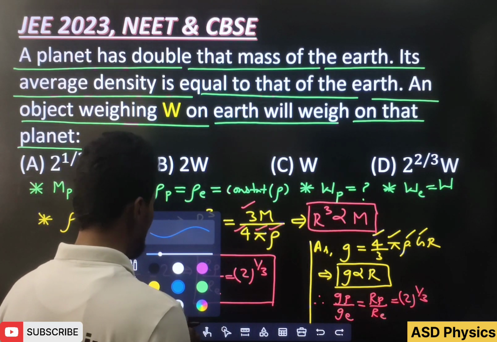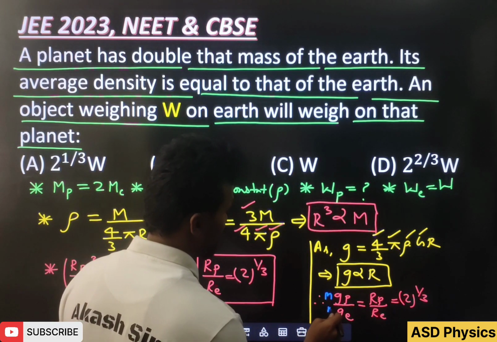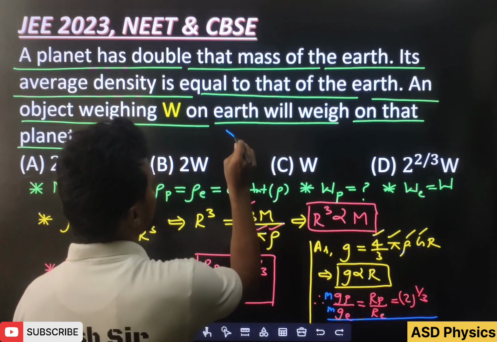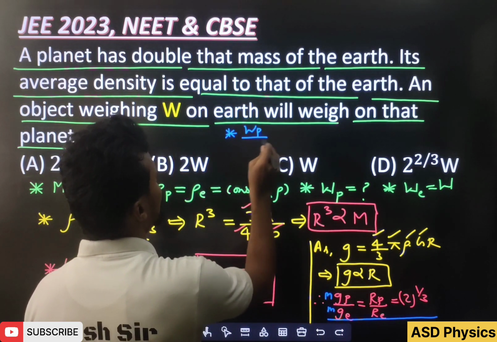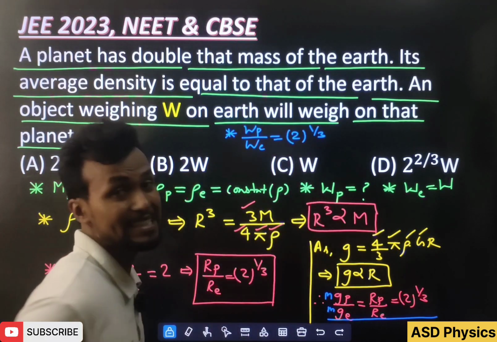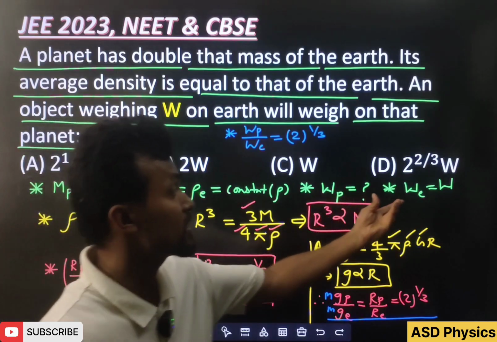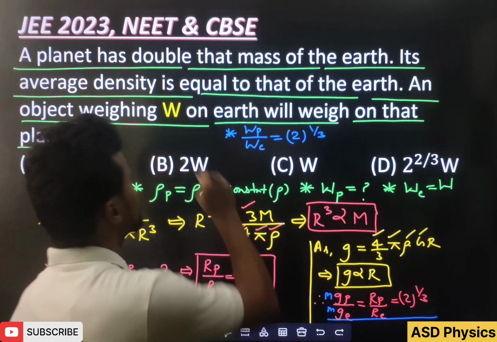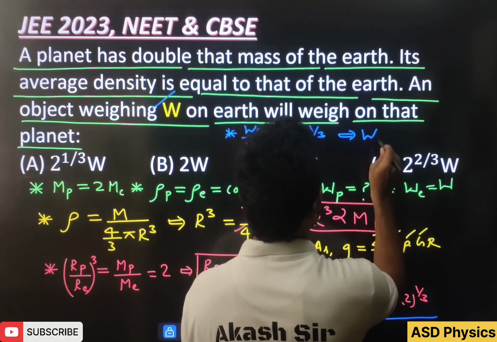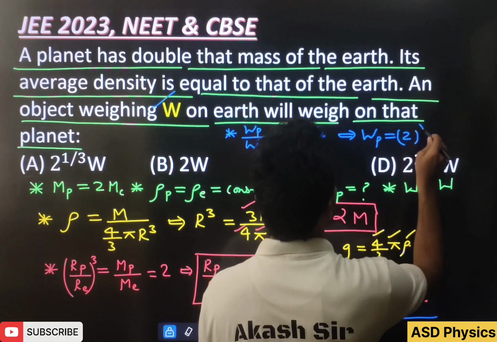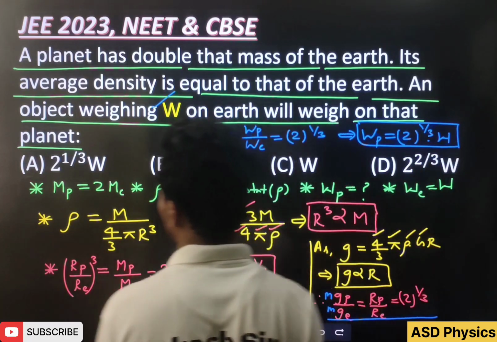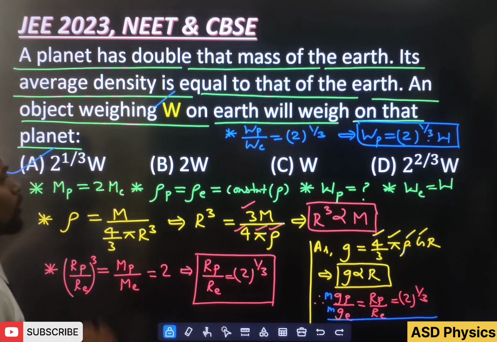Now if I multiply by the mass on both sides, this can be written as the weight on the planet by the weight on the Earth, which is 2 power 1 by 3. The weight on the Earth is given as W. So the weight on the planet is going to be 2 power 1 by 3 into W. So which option is correct here? The correct option is option A.